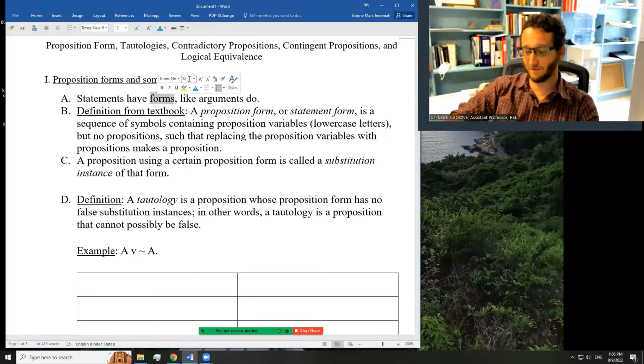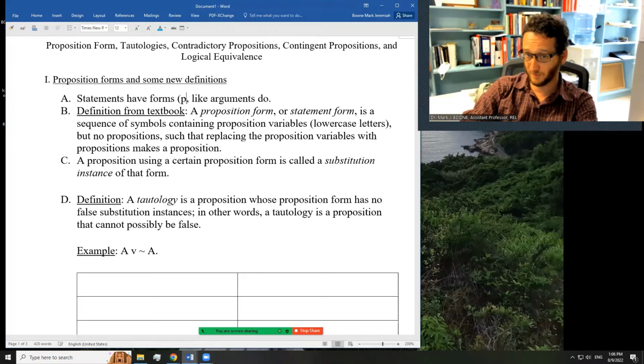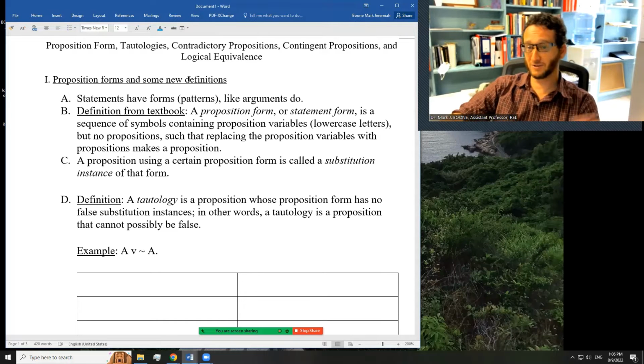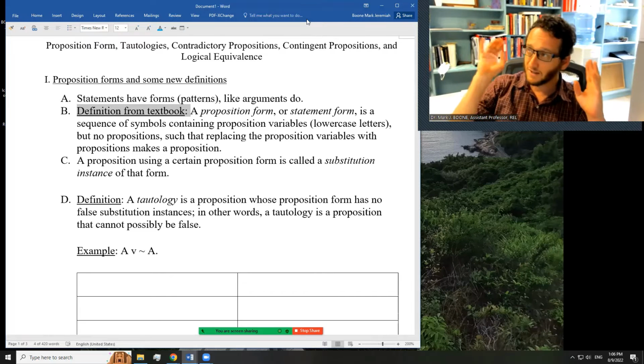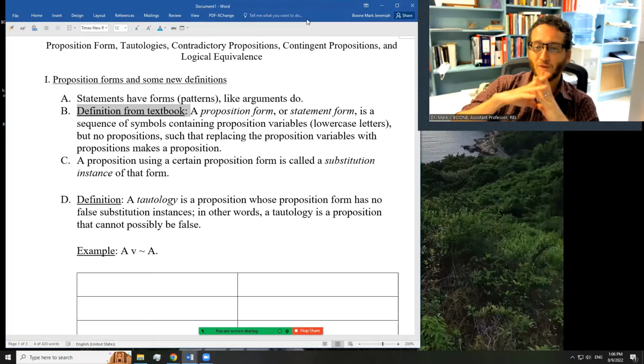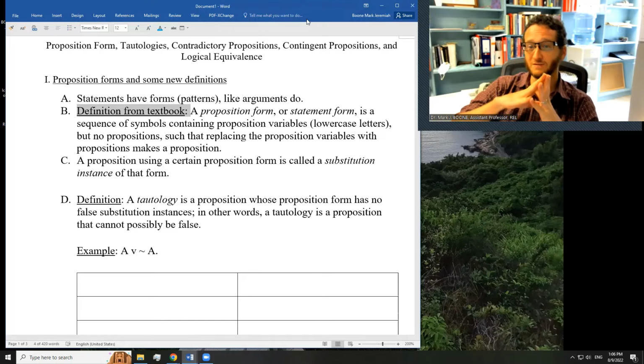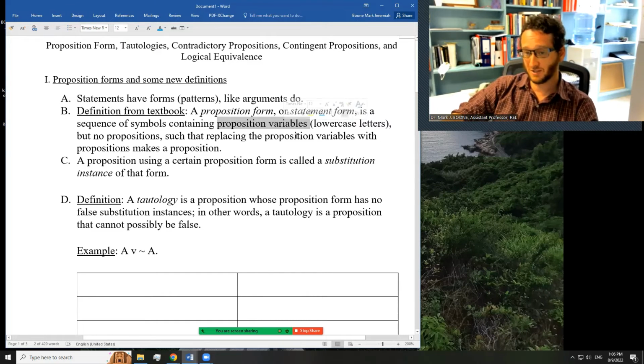All right, statements have forms, i.e. patterns, like arguments do. Statements have patterns, arguments have patterns. Here's a definition from a textbook, and which textbook? Maybe all of them. But if my notes don't say and my memory doesn't say, it's a good bet that I'm getting this from Copi's Introduction to Logic. A proposition form or a statement form is a sequence of symbols containing proposition variables, which are lowercase letters, but no propositions, such that replacing the proposition variables with propositions makes a proposition. Wow, that was a lot of text. Well, proposition variables means those lowercase p's and q's when they're italicized that I keep using.